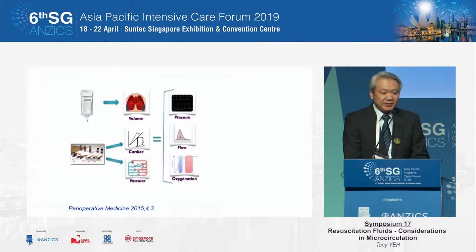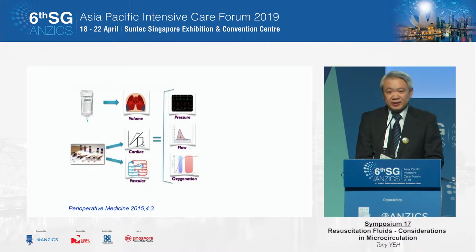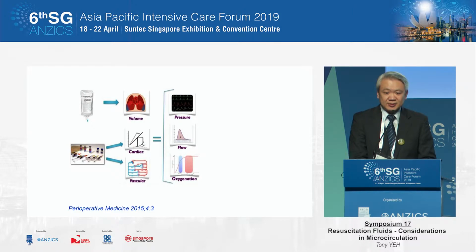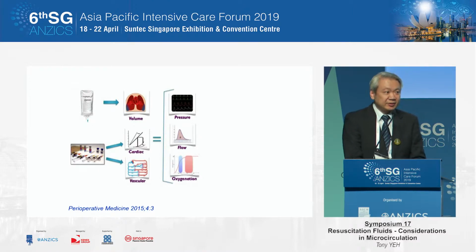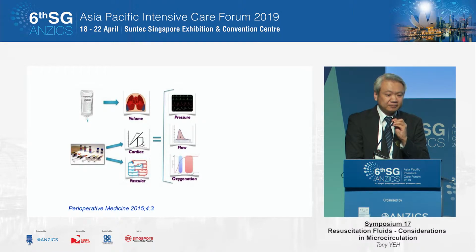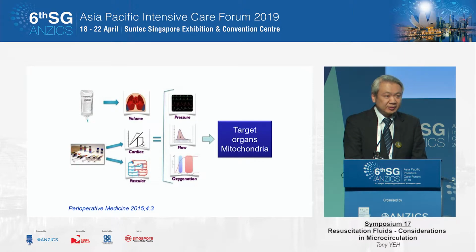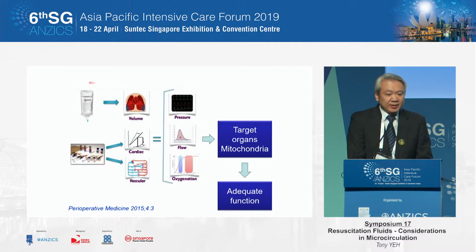And in this paper, they introduce that most of what we can do to resuscitate shock is to use fluid or to use drugs. You can increase the balance, you can improve the lung function, and also you can try to manage the tone of the vessel. And then the goal is to target the organ, to target the mitochondria to have good function, and also you want to have adequate function of every organ.